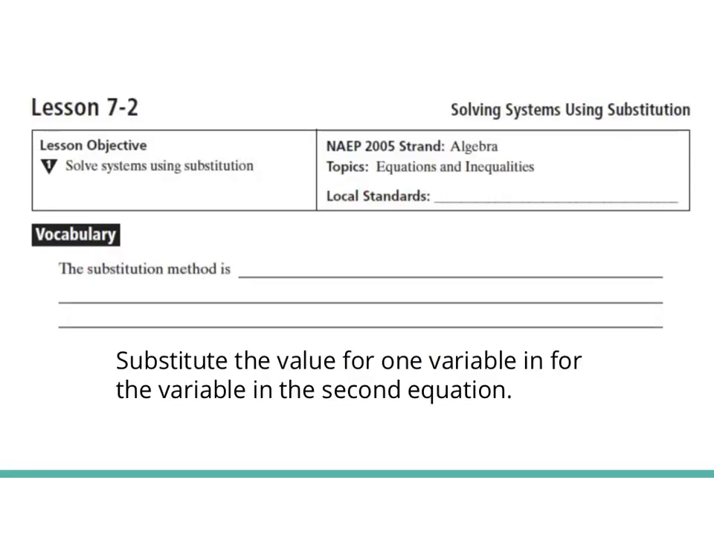This lesson is 7.2, the substitution method for solving systems of equations. In the substitution method, we substitute the value for one variable in for the variable in the second equation. You'll see what that means here in a second.